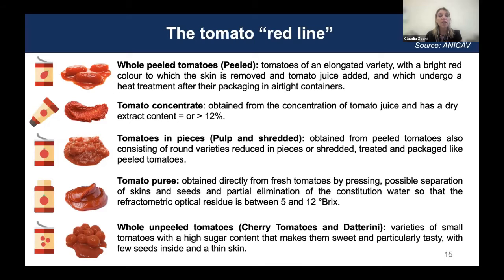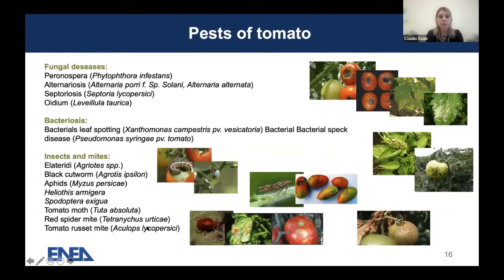And finally, we have the whole unpeeled tomatoes arising mostly from cherry tomatoes and the Datterini variety. So they are varieties of small tomatoes with a high sugar content that make them quite sweet and tasty. So these are the main classes of canned tomato that we can identify.